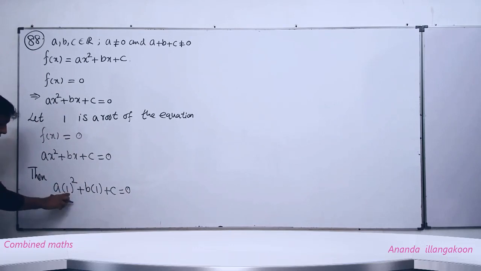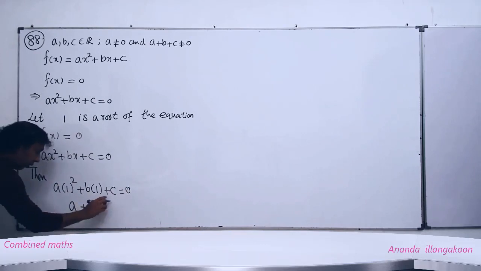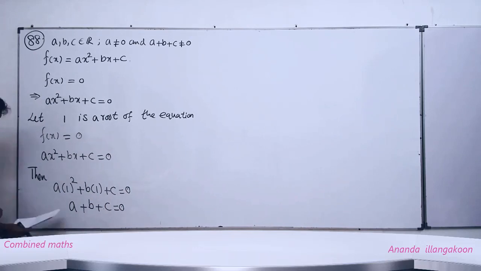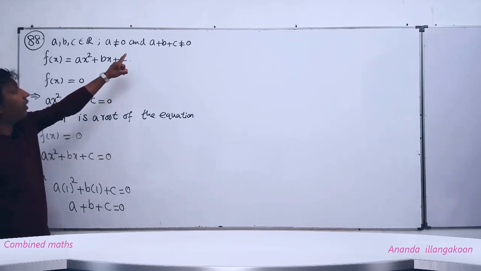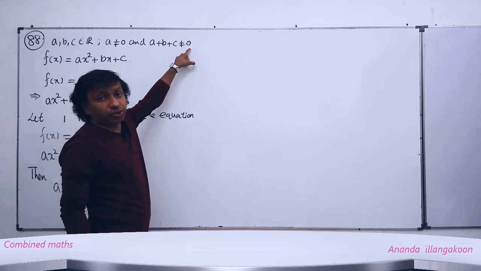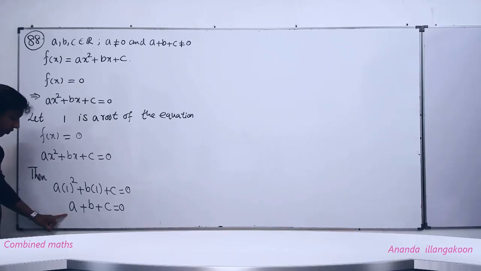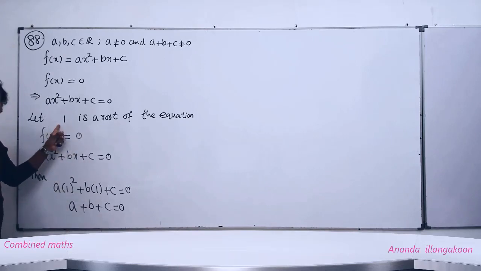1 squared is 1, a into 1 is a, b into 1 is b, plus c equals 0. We get a plus b plus c equals 0. But we are given a plus b plus c not equal to 0. Therefore, this is not possible. This is a wrong result. If this is wrong, then the assumption we made is wrong. 1 is not the root of the equation.